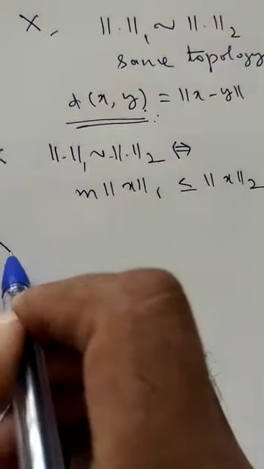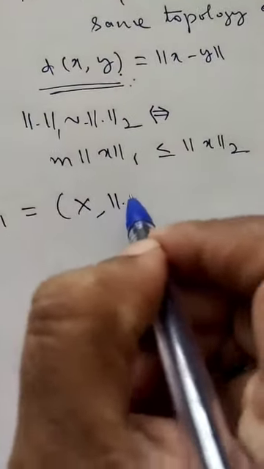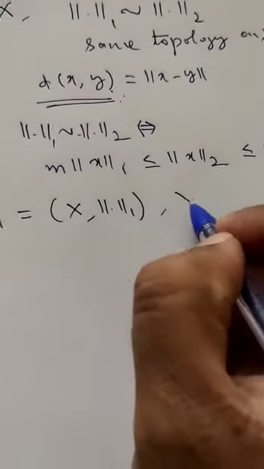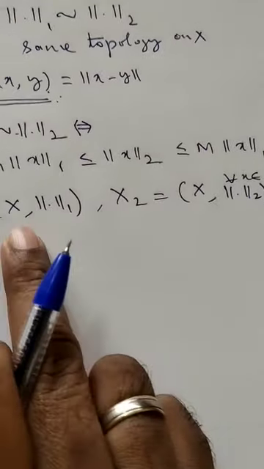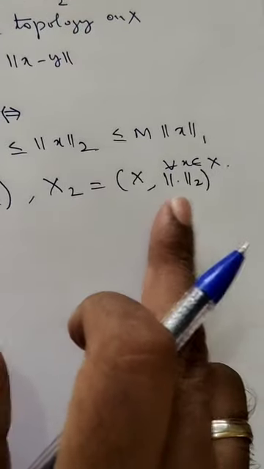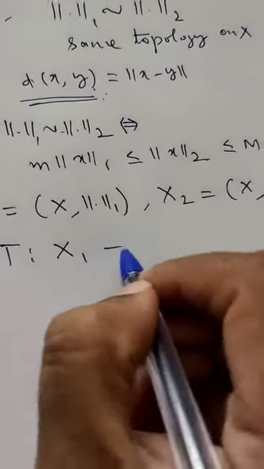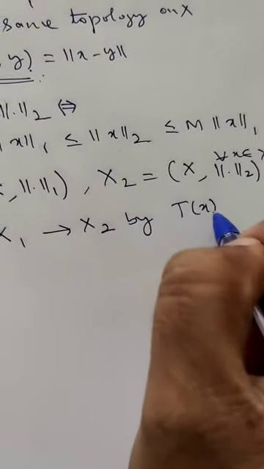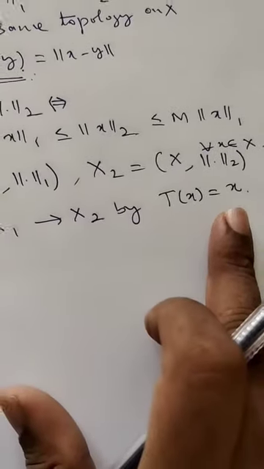Suppose X1 denotes the space X with norm 1, and X2 denotes the same space X with norm 2. Suppose we define a mapping T from X1 to X2 by T of x equal to x.